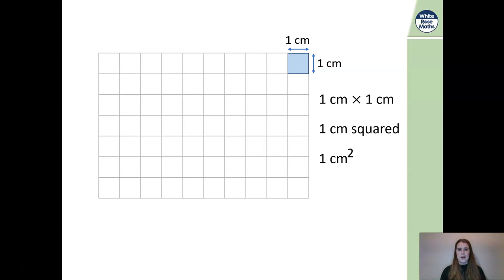However, when we are talking about area, we have to involve a metric unit. So 1 centimetre squared is written as 1 centimetre with a little 2 just up to the right hand side of our centimetres, and we say this as 1 centimetre squared.